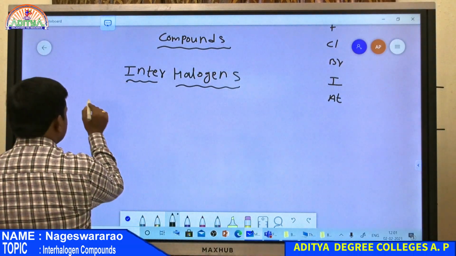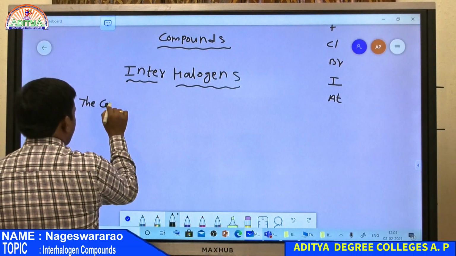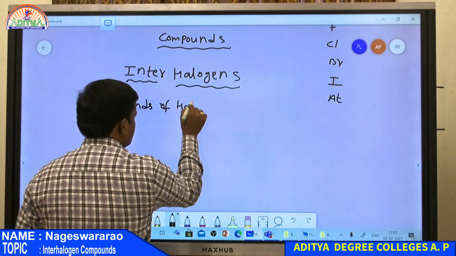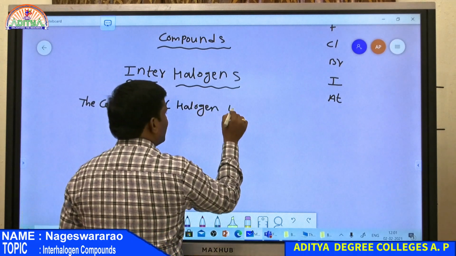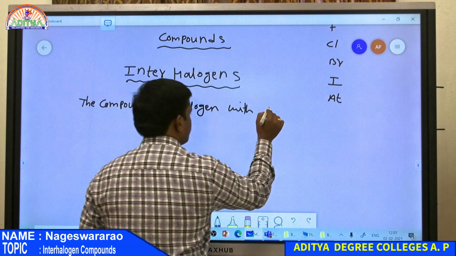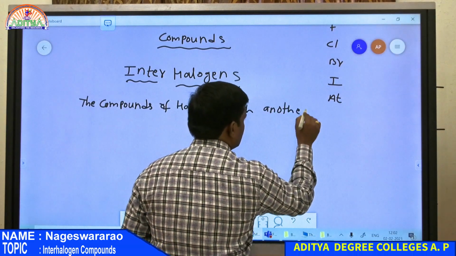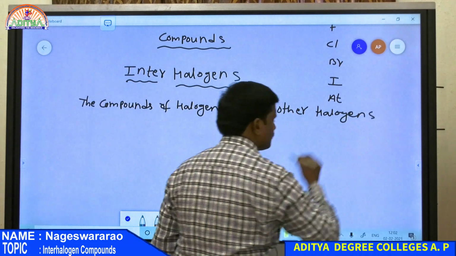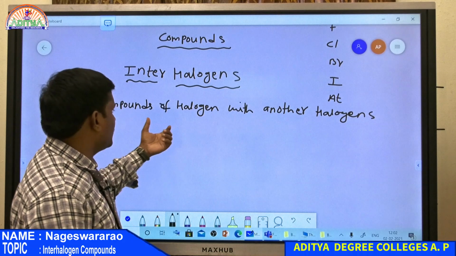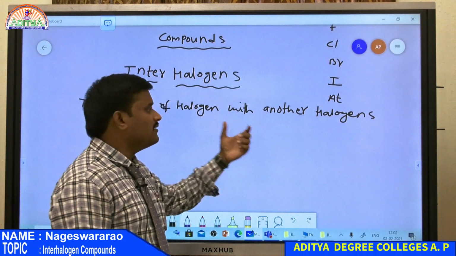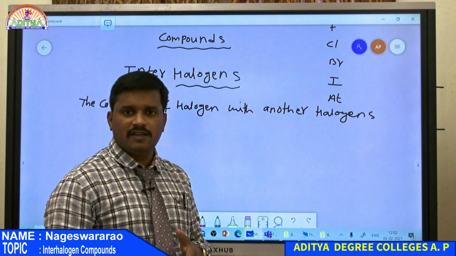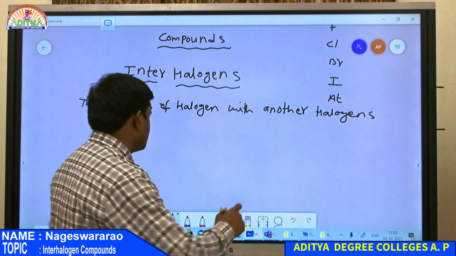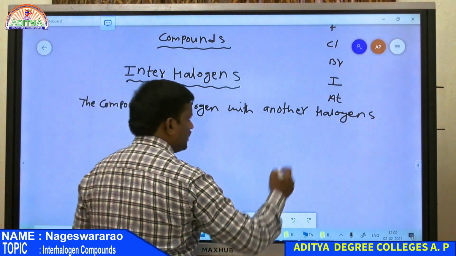halogen with another halogen is known as interhalogen compound. The compound containing one halogen bonded with another halogen. There exist bonds between 2 or 3 halogens, then it is nothing but interhalogen. These are the compounds of halogen with another halogen.